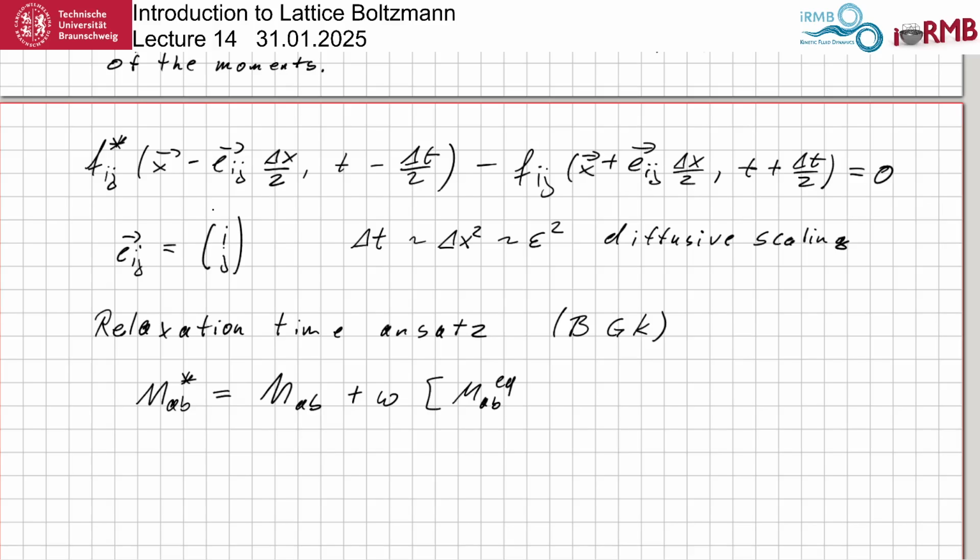So when we design our method, usually we have two choices. We can choose the omega and we can choose the equilibrium. This is what we design in order to get a specific method. Yeah? So minus M_AB.